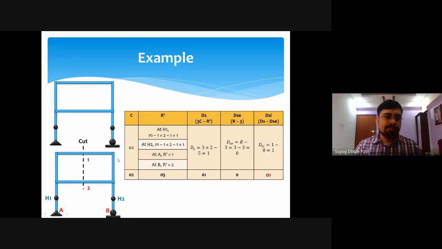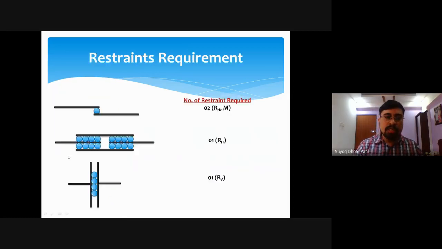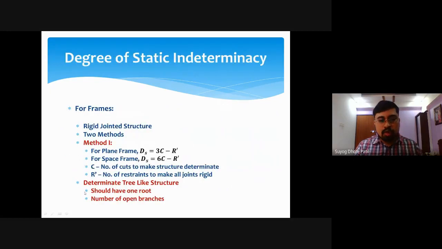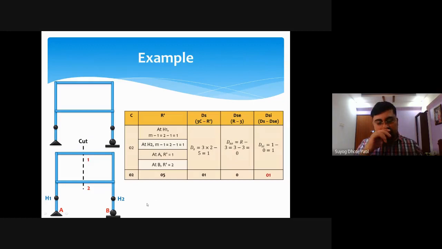Now, this is a plane frame problem, a 2D plane frame problem. We have the condition that we have to make it determinate, like a tree-like structure, that has only one root and a number of open branches. So for that, what will we do? We will cut this frame along the center line. Center line bolo ya agal bagal mein bolo. So randomly we will cut this whole frame into this single line.